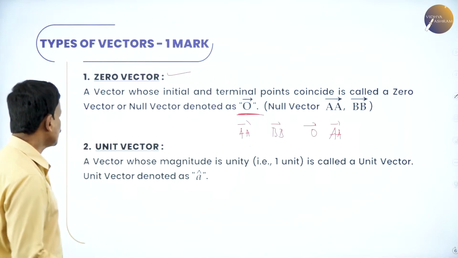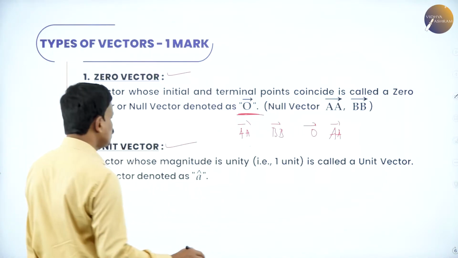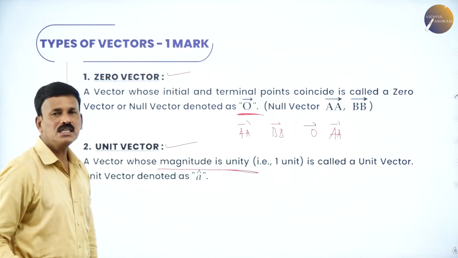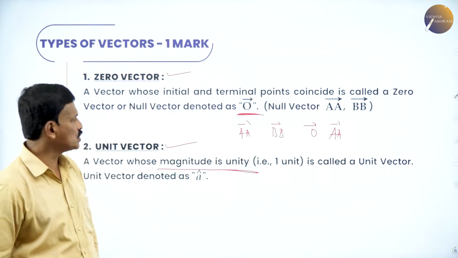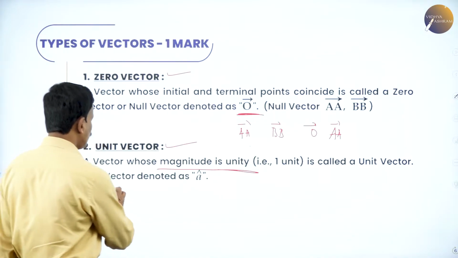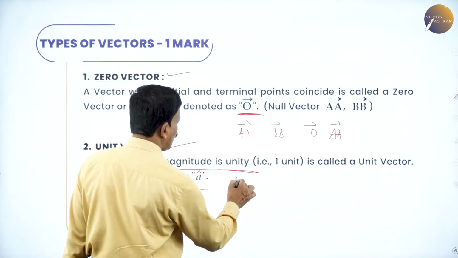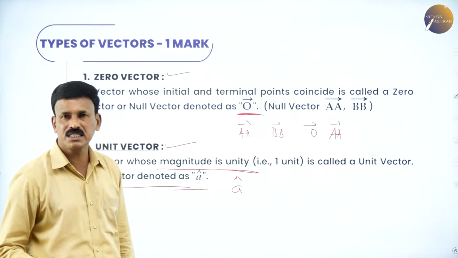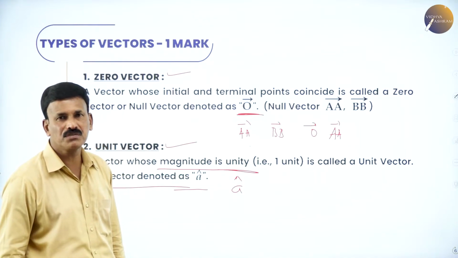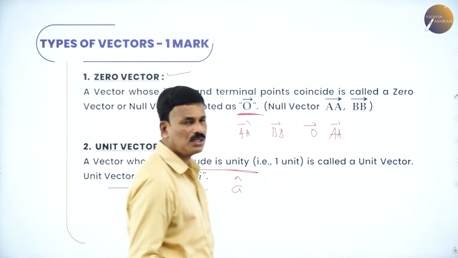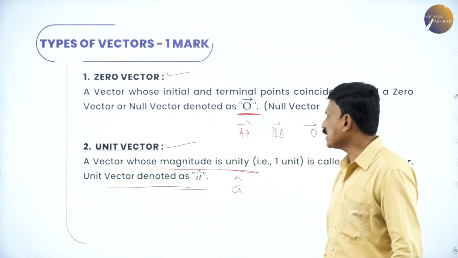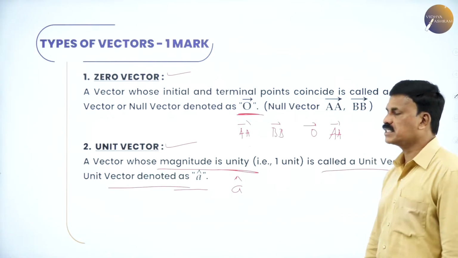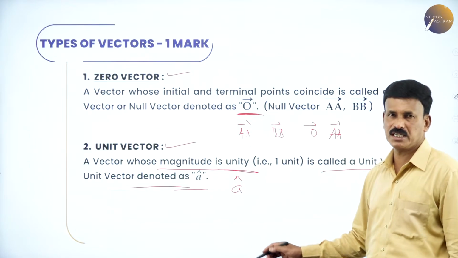Now, the second type of vector is a unit vector. Unit means 1. A vector whose magnitude is unity, 1 unit, is called a unit vector. A unit vector is usually denoted by a cap, a-hat. That means a vector having only unit magnitude is called a unit vector, and it is denoted as vector a cap.